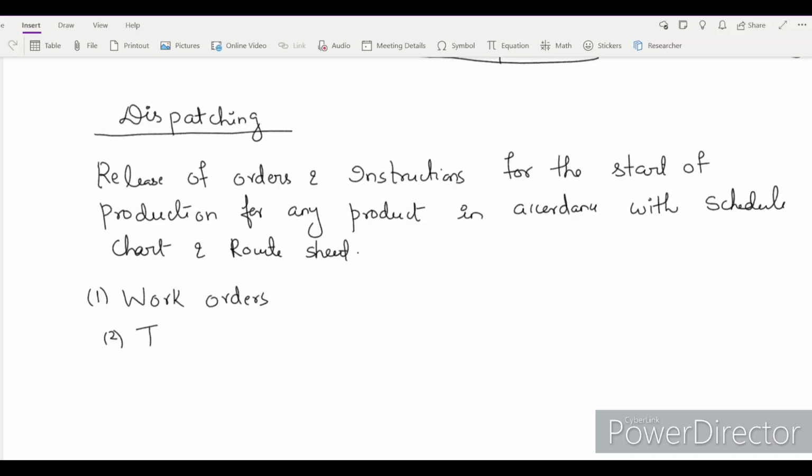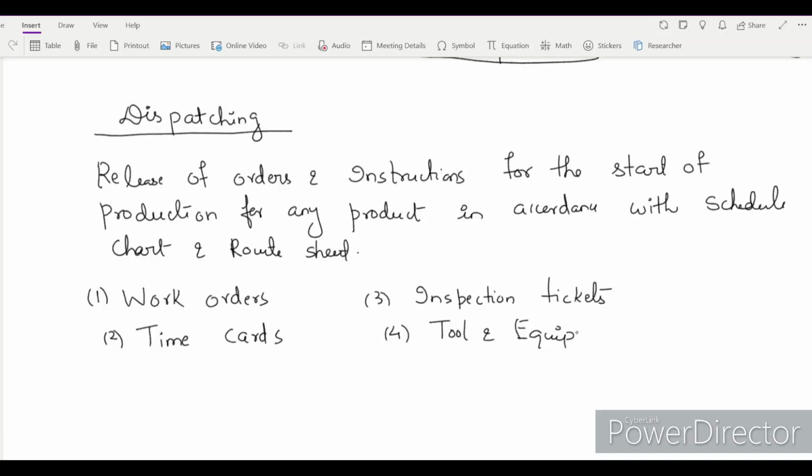time cards, then inspection tickets, then your tool and equipment tickets. I'll tell you one by one what it means by work orders.